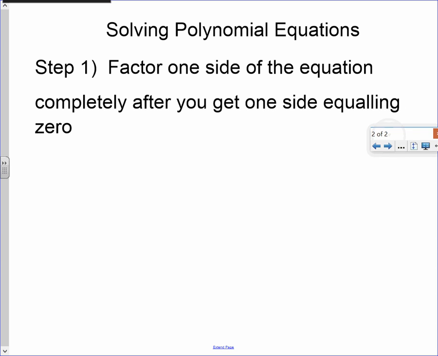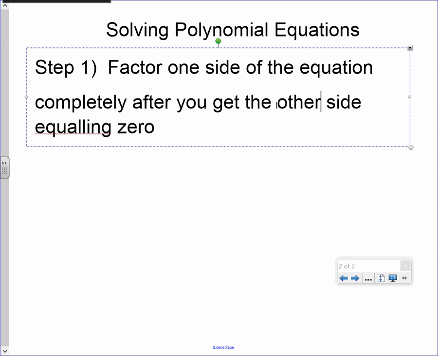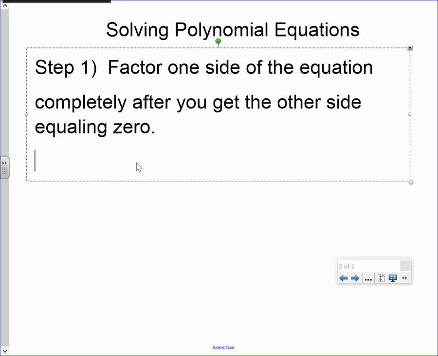Step 1. Factor one side of the equation completely after you get the other side. I should say the other side. After you get the other side. There's only two sides of the equation, right? So the first step is factoring one side after you get the other side equaling to 0.